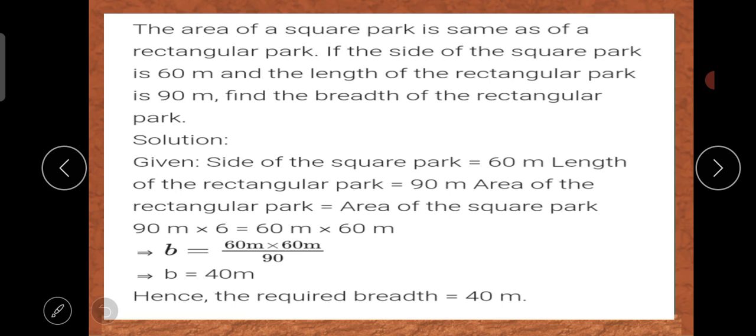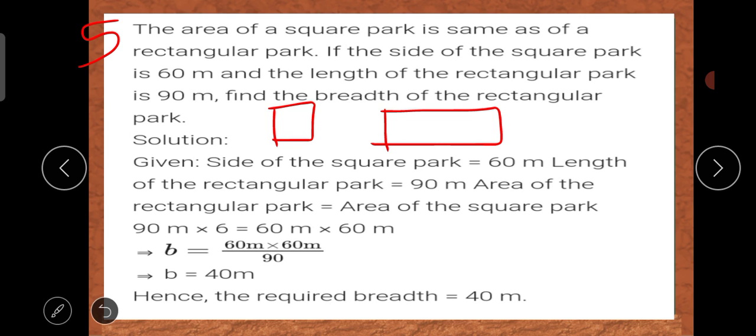Next, question number 5. The area of a square park is same as the rectangular park. If the side of the square park is 60 meter and the length of the rectangle park is 90 meter, find the breadth of the rectangle park. So here square is also given and rectangle is also given. They told here that the side of the square park is 60 and the length of the rectangle park is 90. Now they told here the area is same.